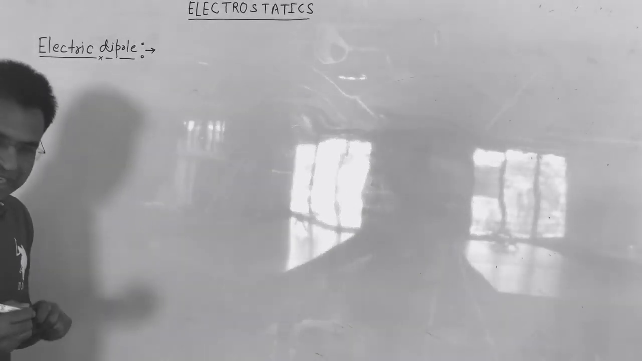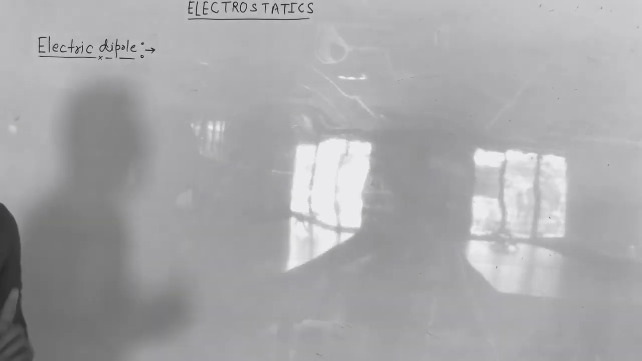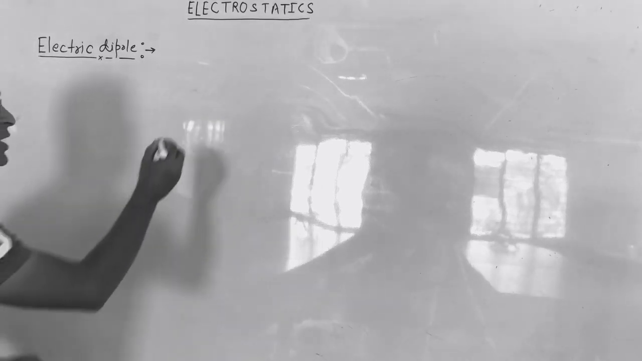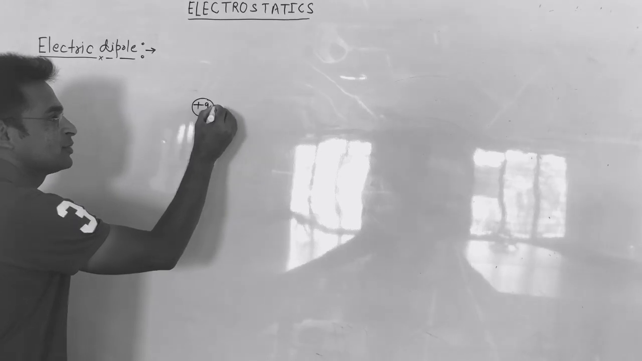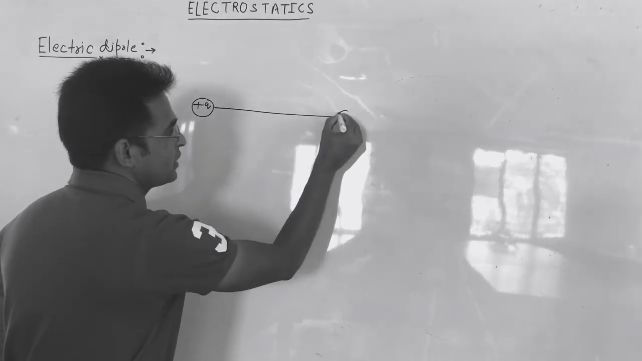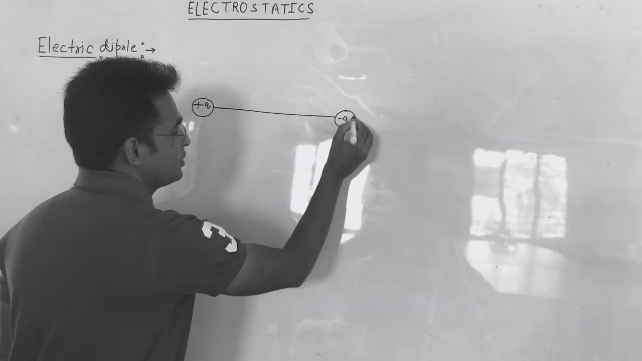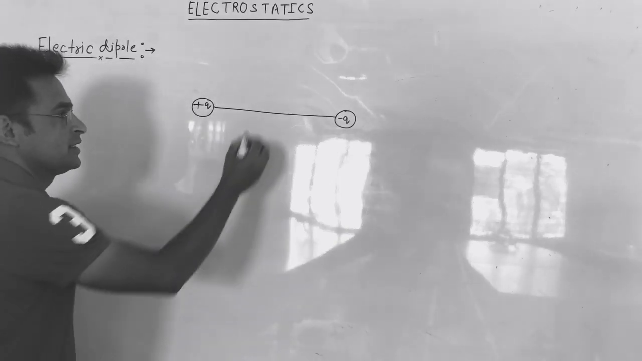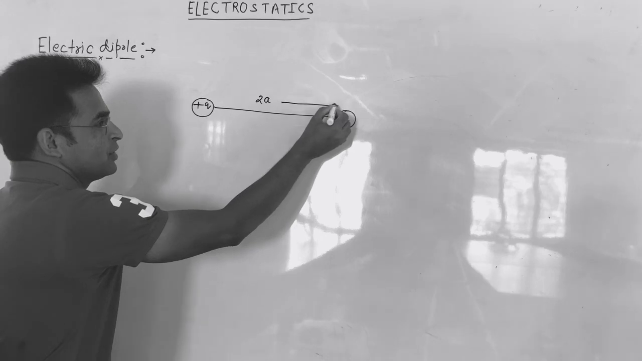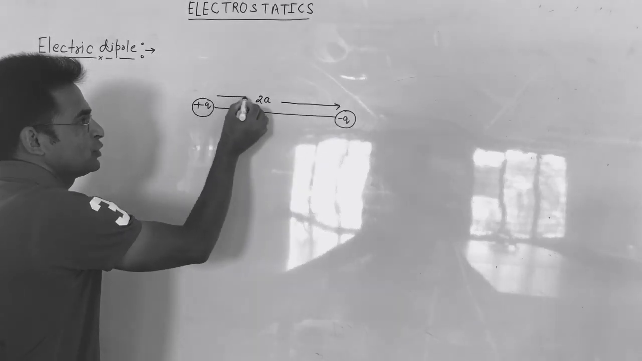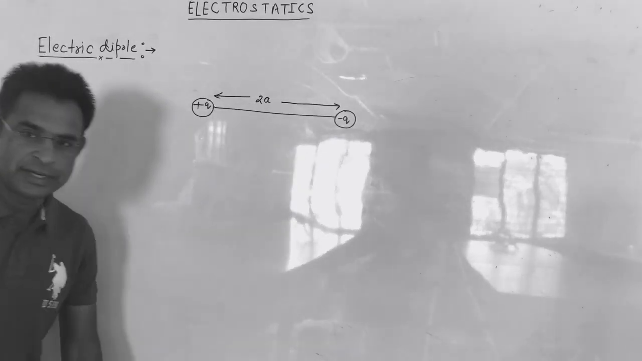So what is electric dipole? By definition we can say it's a combination of two charges, one positive and one negative. This is plus q charge and this one is minus q charge, and the distance between these two we can say is 2a. We can write a also, but for calculation purposes, if I take the distance between these two charges as 2a, that will be better.